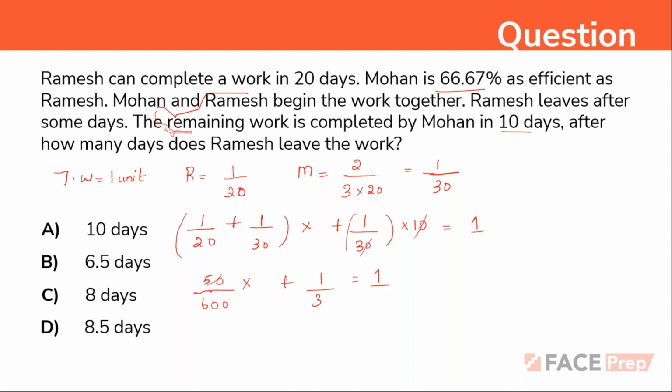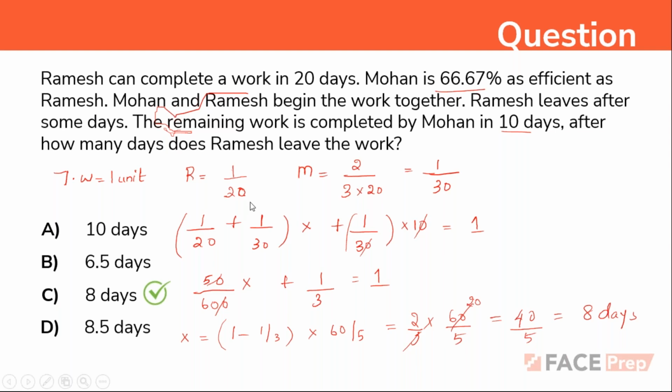So what about this? The 0 and 0 will get cancelled. The value of x is nothing but 1 minus 1 by 3, into 60 divided by 5. 1 minus 1 by 3 is nothing but 2 by 3. So 2 by 3 into 60 divided by 5. Here I'll be getting 20, so which is 40 by 5. Hence the value of x is 8 days. So in how many days does Ramesh leave the work? In 8 days he will leave the work. Hence my answer is option C, that is 8 days.